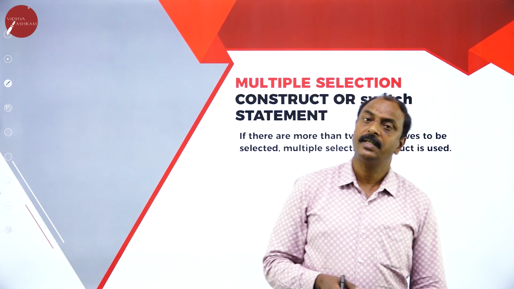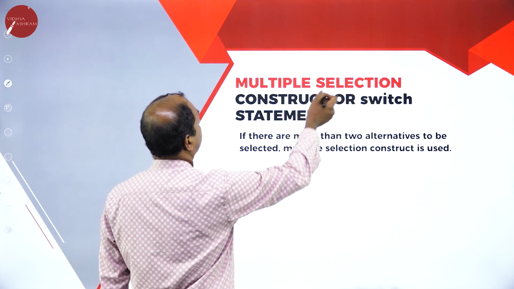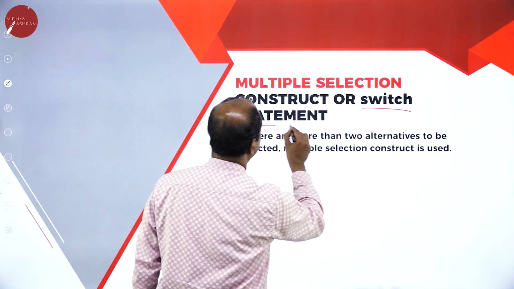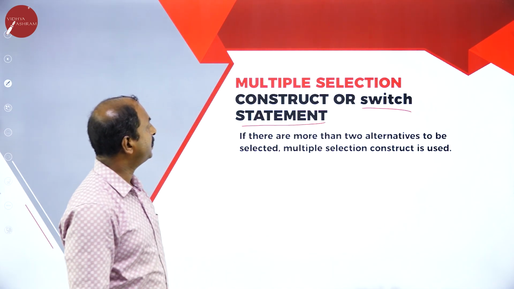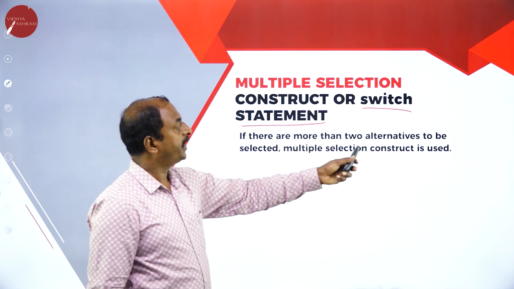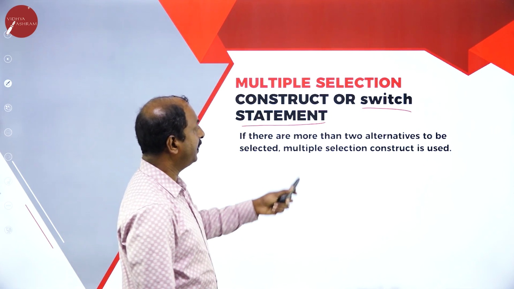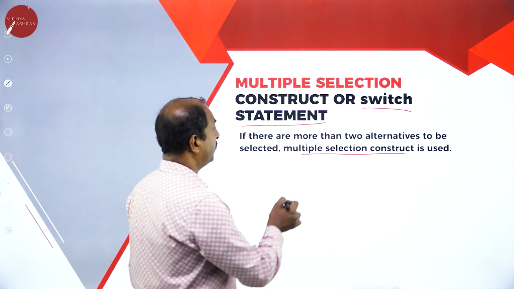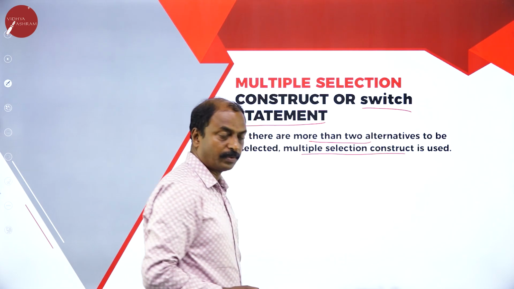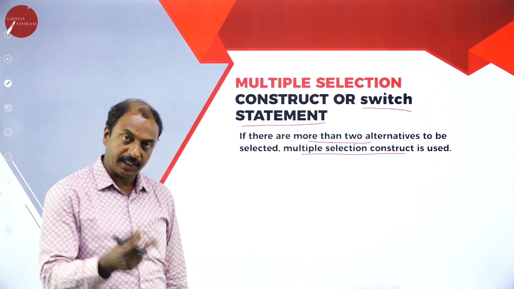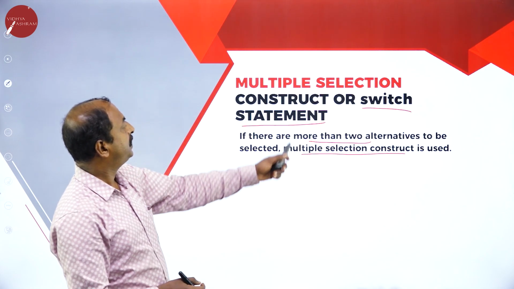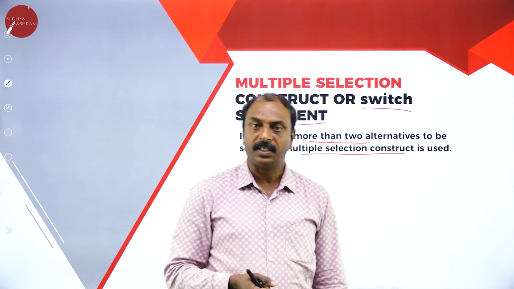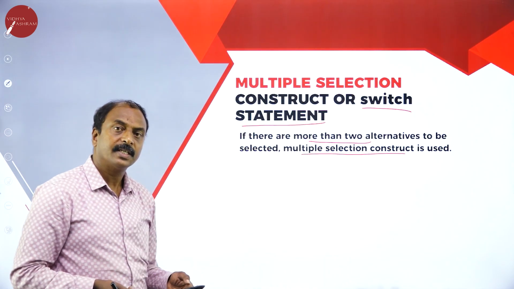Now let us look into another type of construct, that is the multiple selection construct, or switch statement, or switch case statement. If there are more than two alternatives to be selected, the multiple selection construct is used. What is the condition here? More than two alternatives. So if there are more than two alternatives, then we can make use of a switch statement or switch construct. It is also known as a switch case statement or switch case construct.